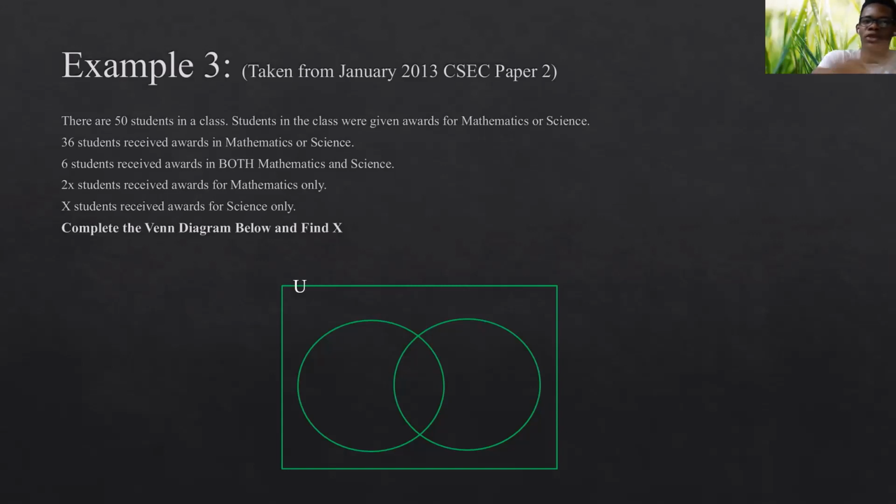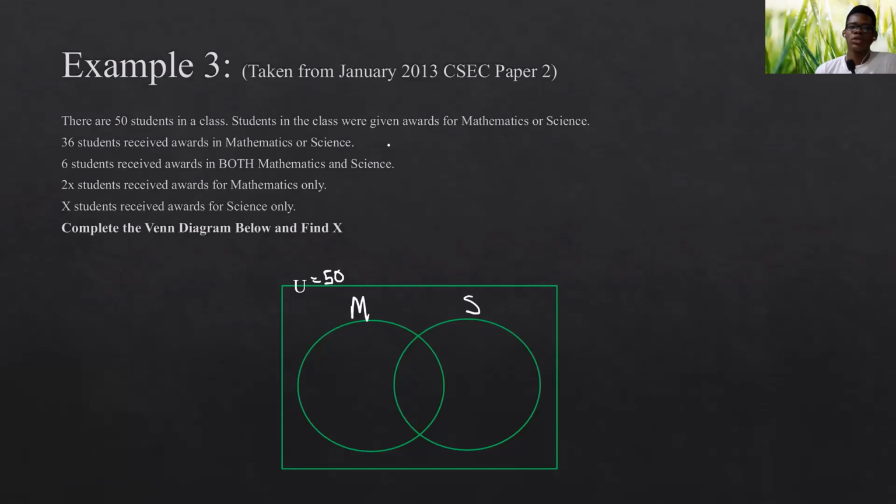There are 50 students in the class, sorry. Now that right there tells us the universal set. We could put it in here. The universal set is equal to 50 right away, right? The first statement. The students in the class are given awards for maths or science. So let's put maths or science.